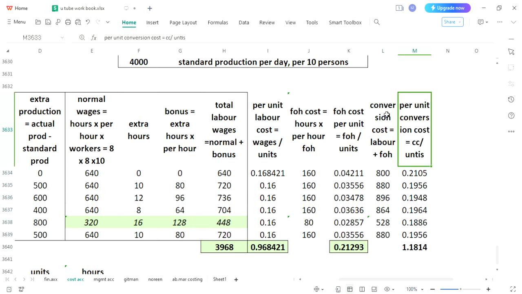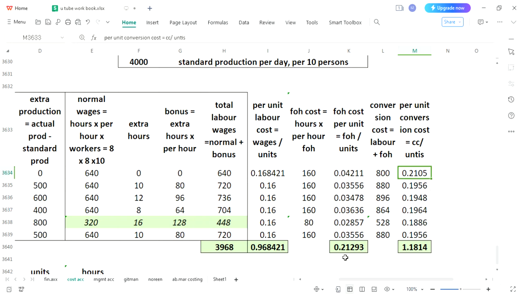Per unit cost was taken how? This conversion cost was divided by number of units produced. Then we have taken the sum. This is 1.18, the sum of total per unit conversion cost. These factors were so important that is why I have calculated each factor separately.